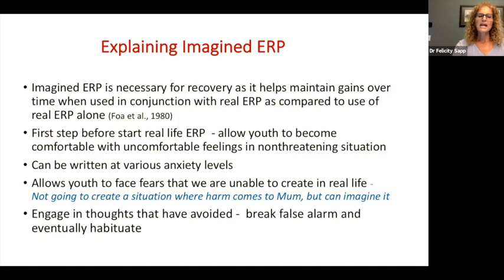And finally, it allows them to engage in the thoughts that they've been avoiding, which helps break that false alarm, and then they eventually habituate. You can think about it as the idea of watching a scary movie. When you watch a scary movie over and over again, the more times you watch it, you're going to expect it, so you can anticipate it, and then eventually you get bored with it, or you get used to it.